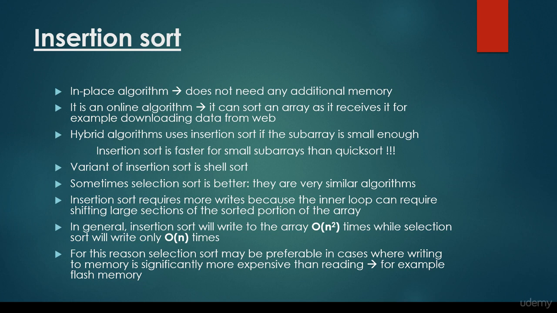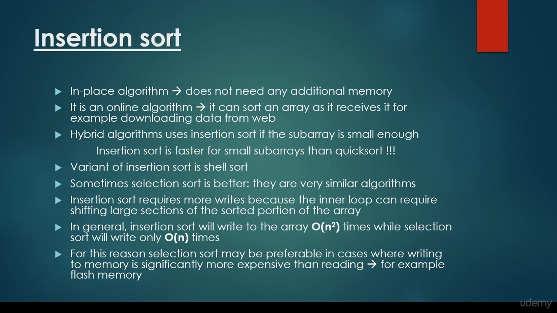And it's very important that it is an online algorithm. It can sort an array as it receives it, for example, downloading data from the web. Hybrid algorithms use insertion sort if the subarray is small enough. For example, merge sort and quick sort switch to insertion sort when there are only 10 to 20 items in the subarray. So insertion sort is faster for small subarrays than quick sort, for example. And a variant of insertion sort is the so-called shell sort. We are going to talk about shell sort in the coming lectures.